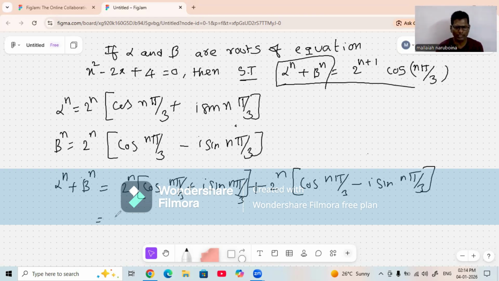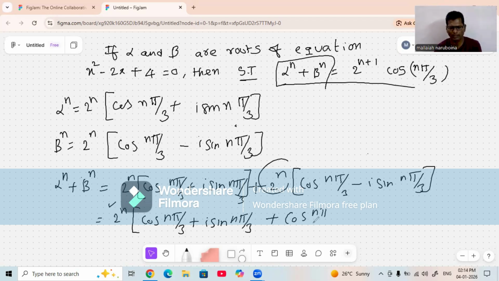So here 2 power n is taken common, cos n pi by 3 plus i sin n pi by 3 plus, 2 power n is taken outside, so now we have cos n pi by 3 minus i sin n pi by 3. Plus i sin n pi by 3 minus i sin n pi by 3 gets cancelled.